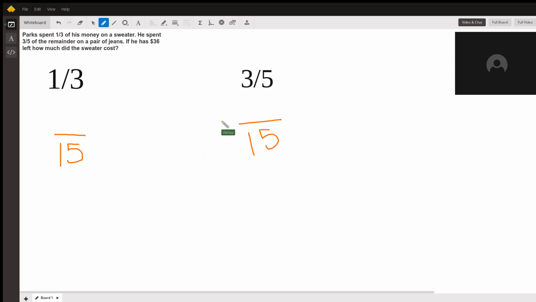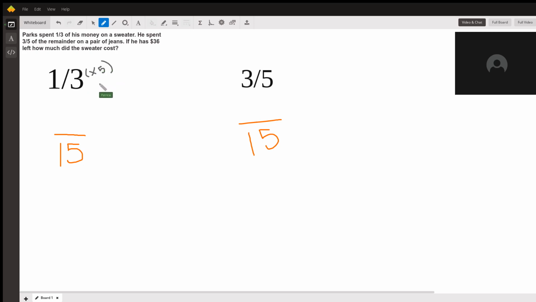So both of them are over 15 right now. Okay, what did I do to turn this 3 into 15? I multiplied this 3 by something to get 15. What did I multiply it by? I multiplied it by 5. So I did 3 times 5.